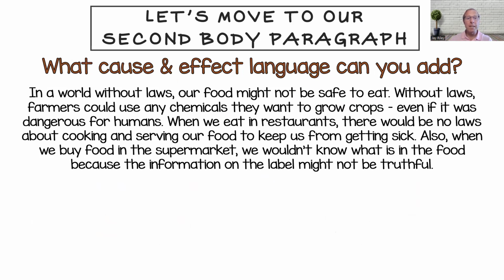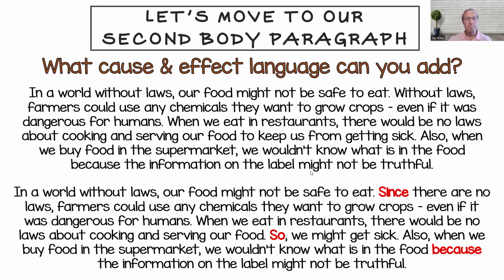Let's take a look at our next body paragraph. In a world without laws, our food might not be safe to eat. Without laws, farmers could use any chemicals they want to grow crops, even if it was dangerous for humans. When we eat in restaurants, there would be no laws about cooking and serving our food to keep us from getting sick. Also, when we buy food in the supermarket, we wouldn't know what's in the food because the information on the label might not be truthful. Let's look at how this is stronger by adding cause and effect language.